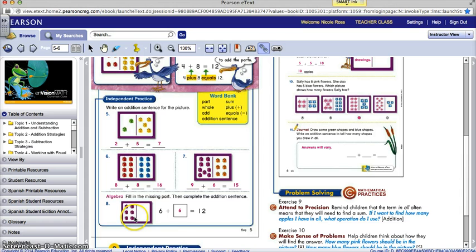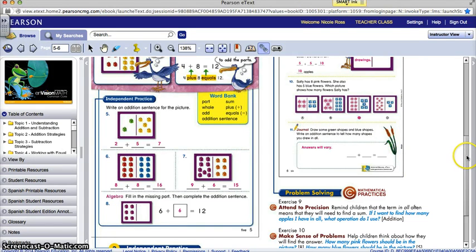This gives the students a chance to work the problems, gives you a chance to go to students and to see who's understanding and who isn't. And again, in the word bank is another area to go over the vocabulary.